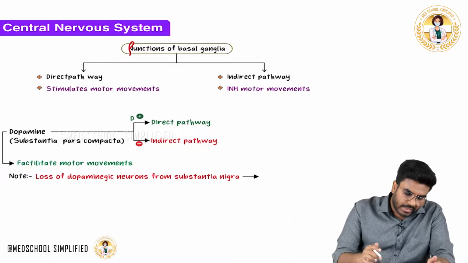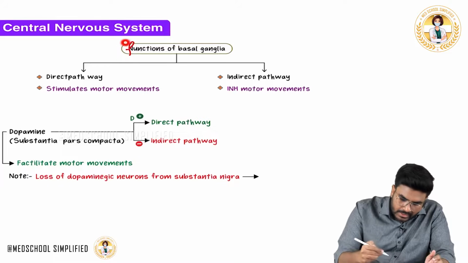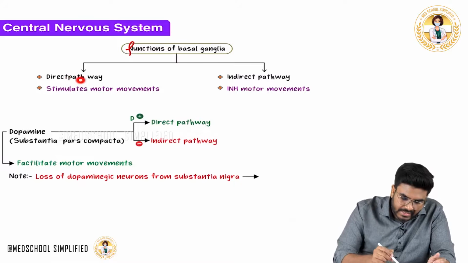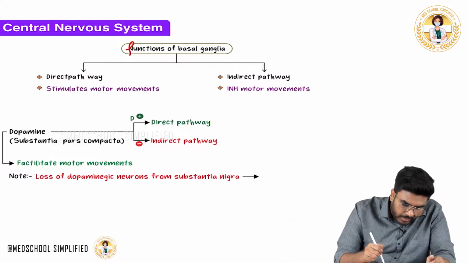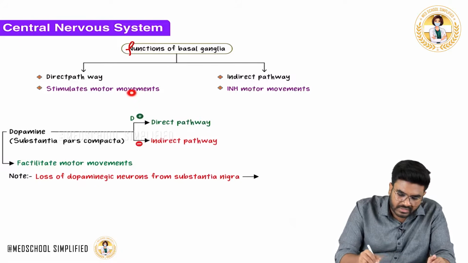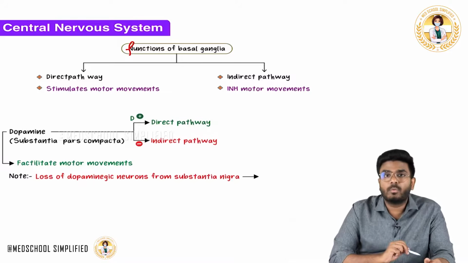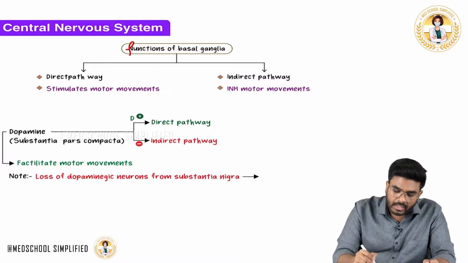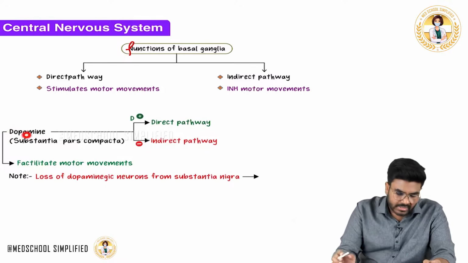Okay, so here I have given the summary. What are the functions of the basal ganglia? How many pathways are there? Two pathways are there: the direct pathway and the indirect pathway. What is the purpose of the direct pathway? It stimulates the motor movements. And the purpose of the indirect pathway is that it inhibits the motor movements. Stimulates the motor movements and inhibits the motor movements.